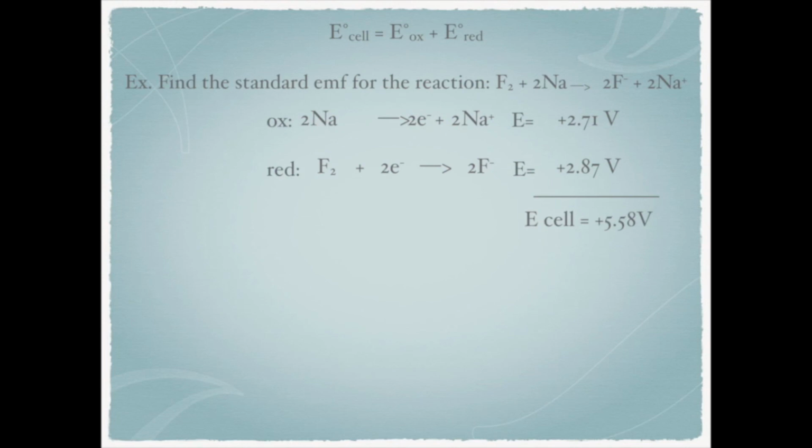Now keep in mind, I multiplied all of the sodium reaction by 2, but I didn't change the cell potential for that. I didn't multiply it by 2 or anything. So make sure that you're not multiplying by coefficients. And that's all there is to it. Making sure for oxidation that you flip the charge. So if it's positive, make it negative. If it's negative, make it positive. And otherwise, just sum them together.